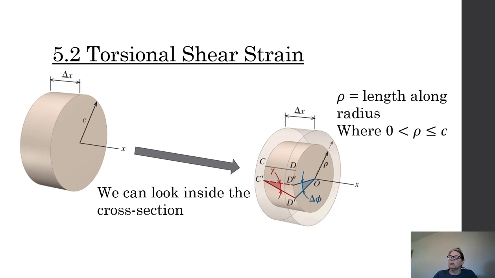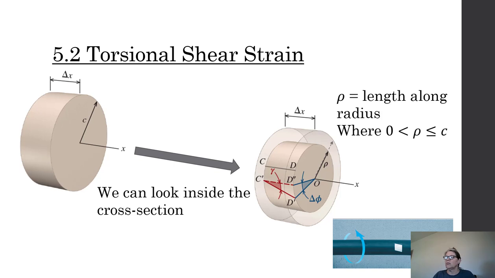So again, rho is some length along the radius where it goes from 0 to c, and c is the actual radius. And again, let's look down here. You can see the twisting of that square piece. So if we could draw the line straight back on that, we would see the shear strain, which is gamma, and that's what's coming down the length of our member.